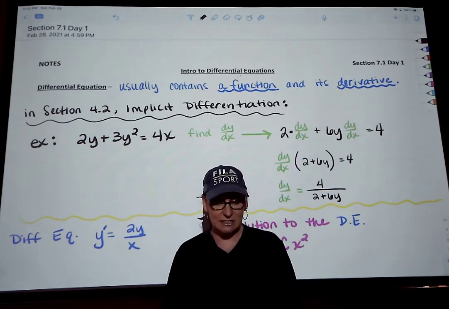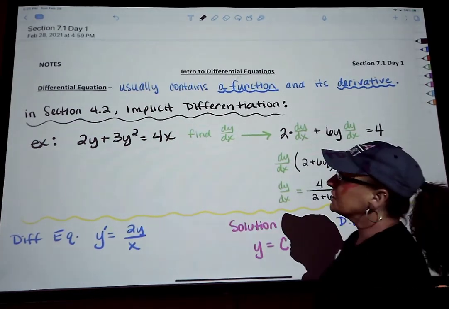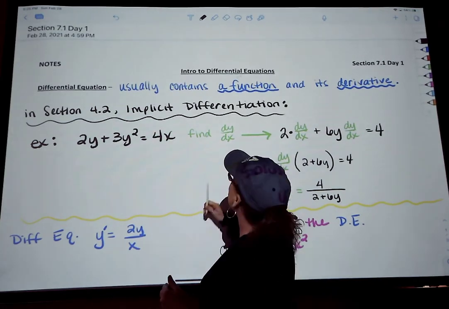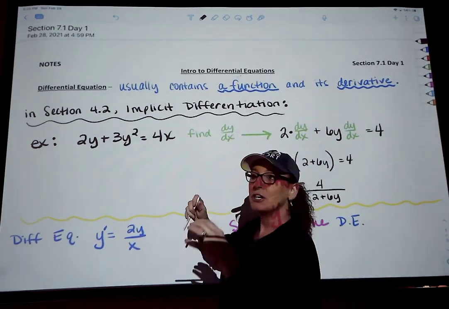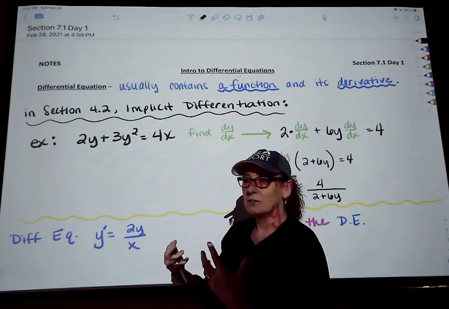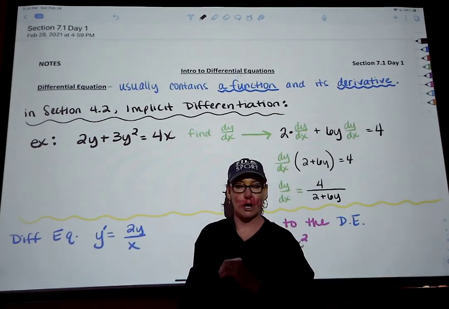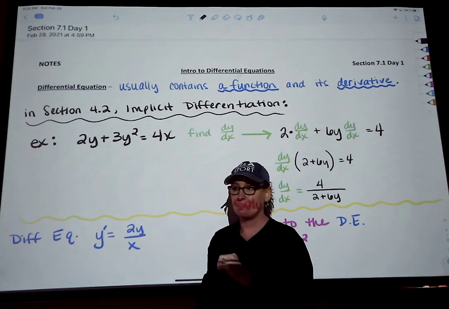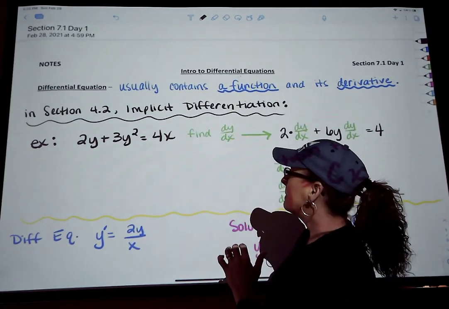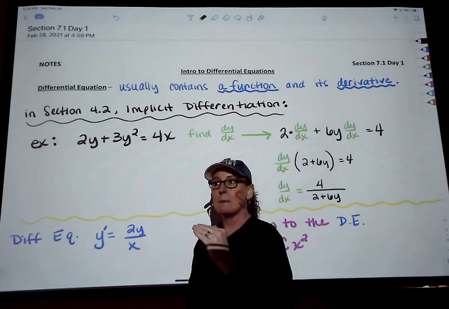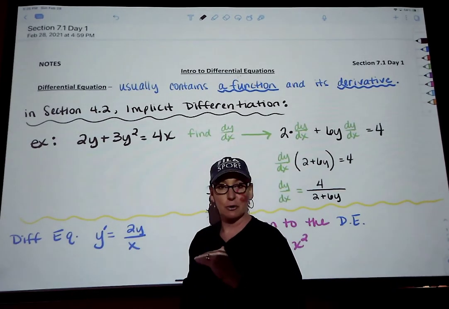Okay, so what is a differential equation? A differential equation is an equation that has an equal sign. It usually contains a function named y and its derivative named y prime. So let me show you an example of what a differential equation would look like.